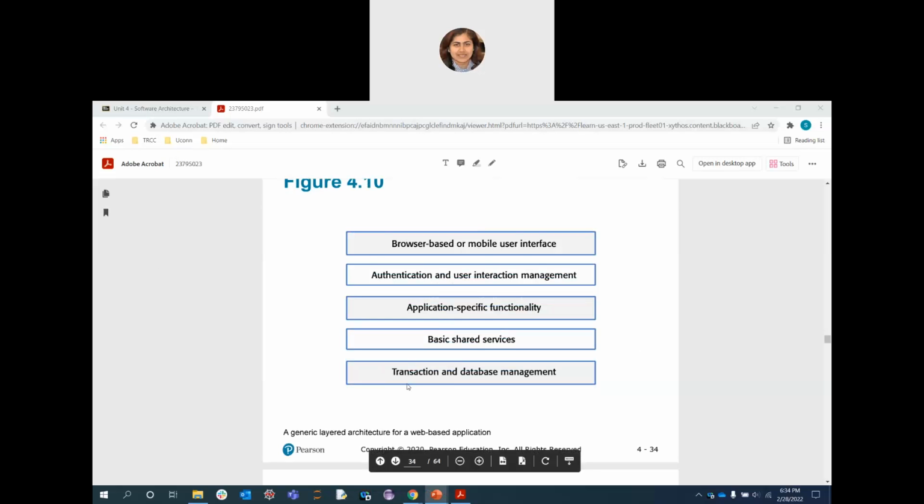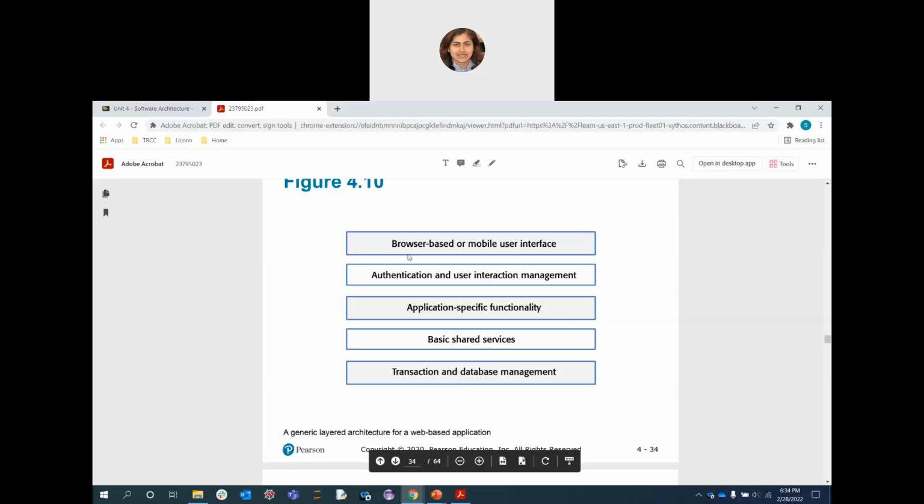Here, in this figure, this is a layered architecture of a web-based application. For a web-based application, the layers are shown in the figure, and it can be the starting point of your decomposition process. So the first stage is to think about whether this 5 layer model is the right one, or whether you need more or fewer layers. The layers are: one, your browser based or mobile user interface; next, authentication; application functionality; basic shared services; and transaction management.